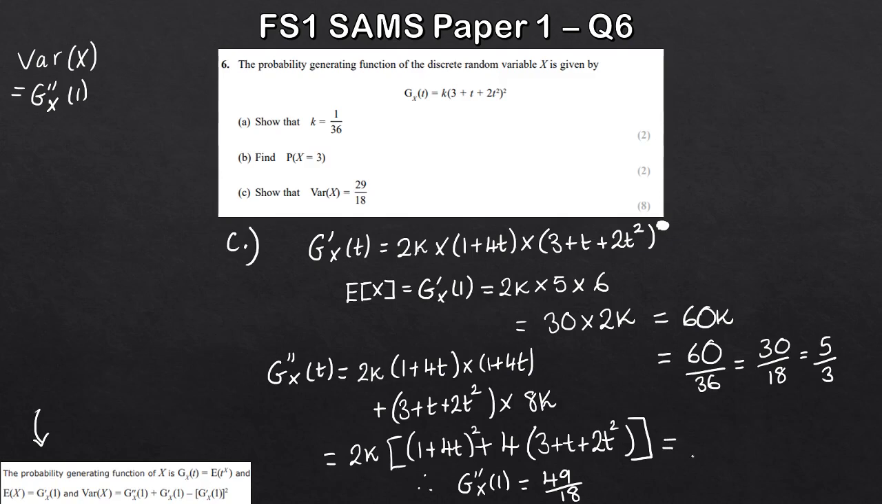In fact, I'll just do it so we've got it for clarity. That'd be 2k, so that'd be 5 squared plus 4 times 6, so that's 25 plus 24. That's 49 times 2 over 36, so what I get there is my 49 over 18. Yes, that works out perfectly. All we need to do now is just use the full formula: g prime prime at 1 plus g prime at 1 minus g prime at 1 squared.